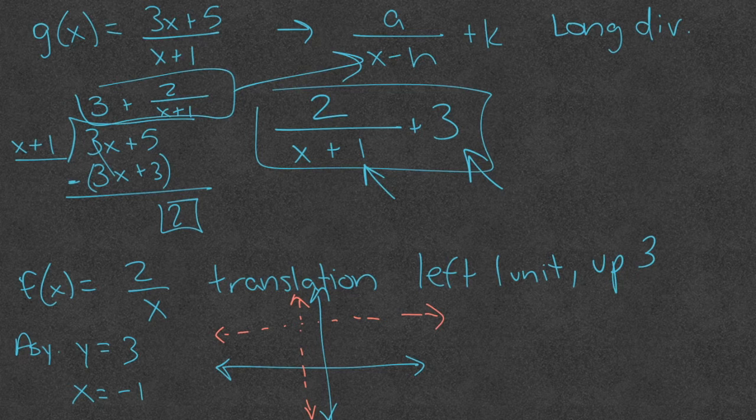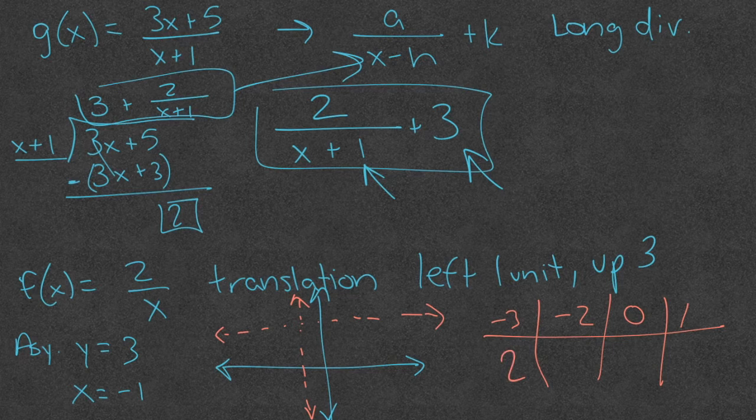You're going to want to pick points to the left of -1. So I could pick points at -3 and -2. And then pick points greater than -1, so I'll pick 0 and 1. Those are actually all fairly easy points to work with. So plugging that into our function, 2 over -3 plus 1, so it's 2 over -2. It's -1 plus 3. That gives me a point of 2. So that's -3 and 2.